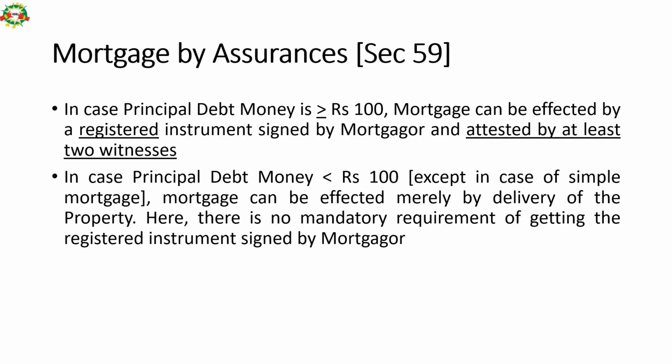If the principal loan amount is less than 100 rupees, except in case of simple mortgage, a mortgage can be created or effected merely by delivery of property. Here there is no mandatory requirement of getting a registered instrument signed by the mortgagor. So this is as per the TP Act.